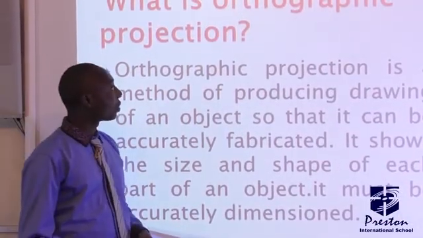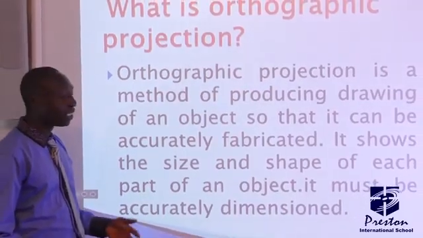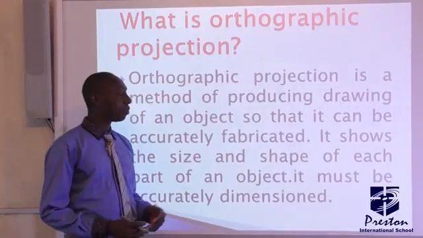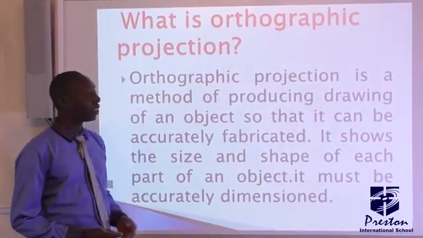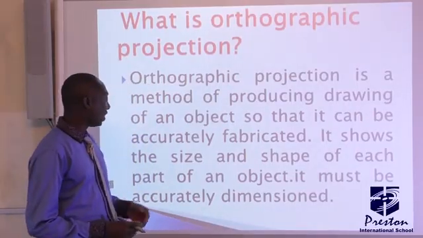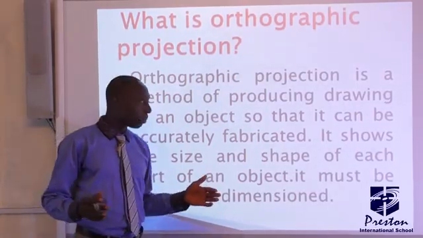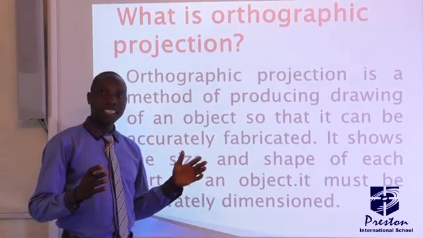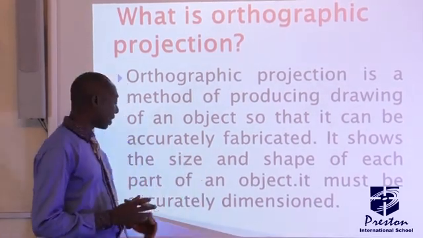What is orthographic projection, or what is orthographic drawing? Orthographic projection is a method of producing a drawing of an object so that it can be accurately fabricated, and it shows the size and the shape of an object, so that when you want to design an object, you can cut it accurately.